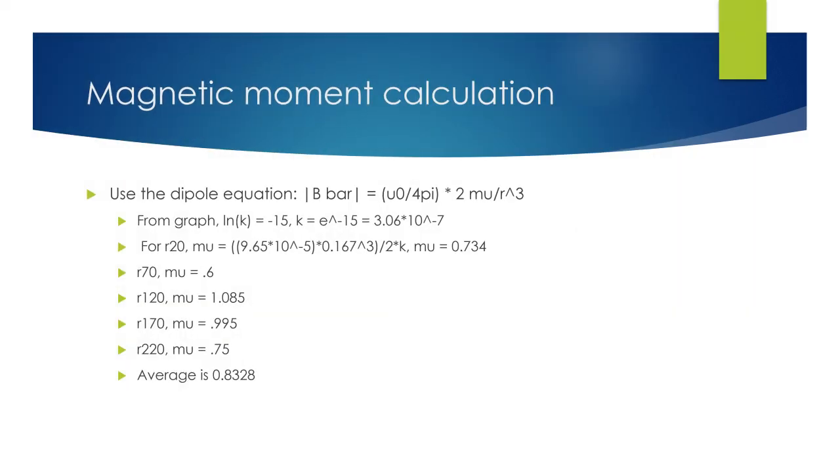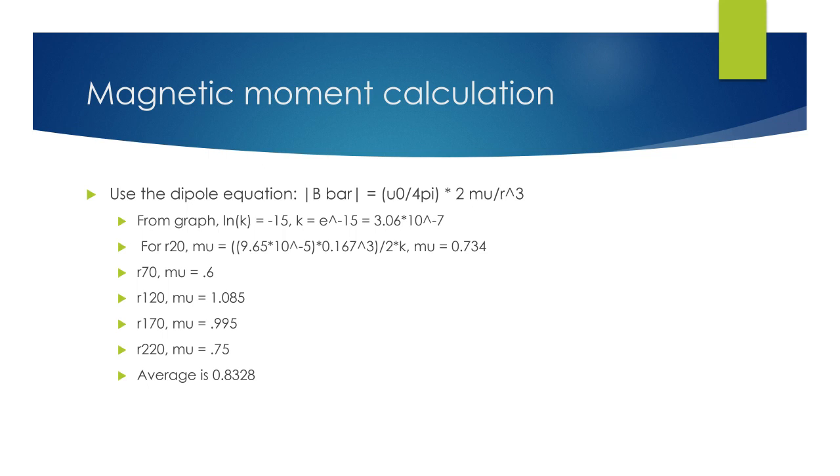Using this data, we can calculate the magnetic moment. To do so, we're going to use the equation B equals mu-naught divided by 4 pi times 2 mu over r cubed, where mu is the magnetic moment. From the graph that I just showed, natural log of k was negative 15, meaning that k is going to be 3.06 times 10 to the negative 7.